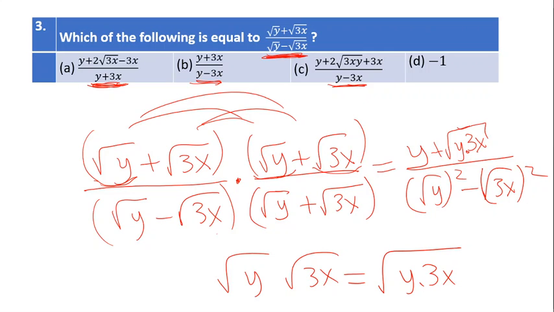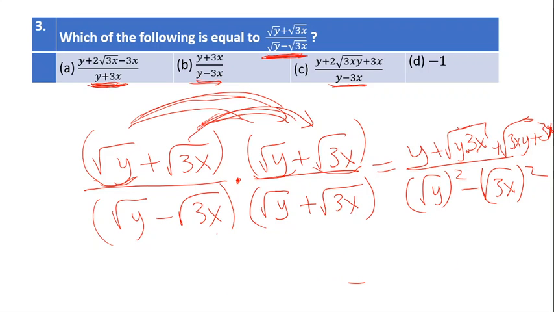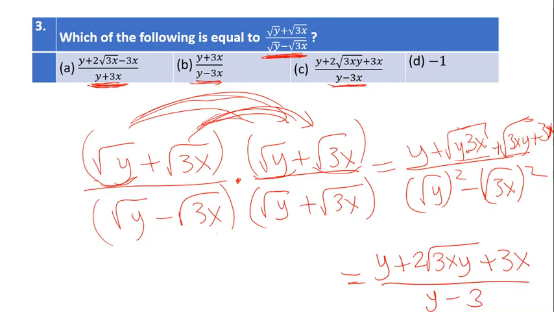This is the rule. And also you can use this one, and then this one here. It will be again 3x. So we will end up with y plus, okay, these are the same, so we can add them, they're similar terms. So the answer will be C.